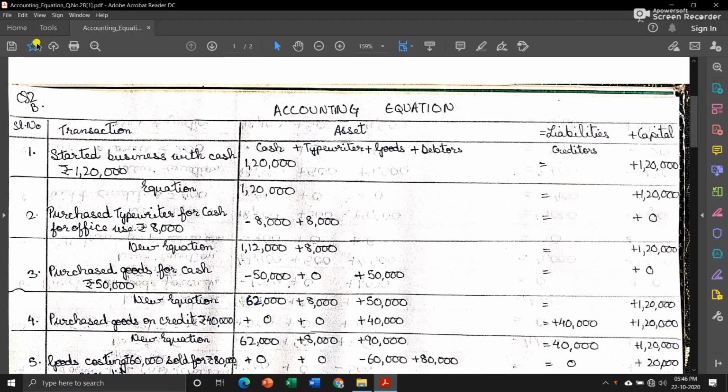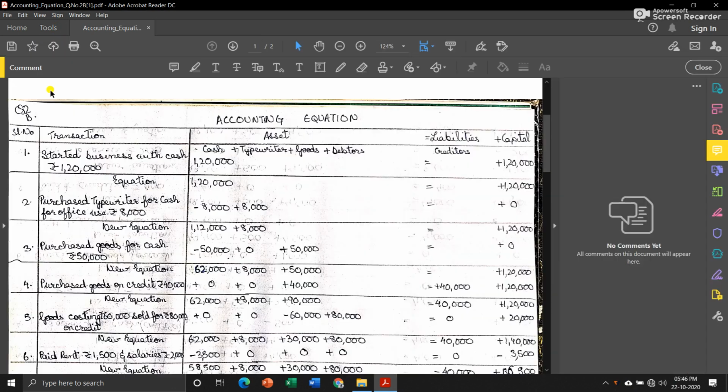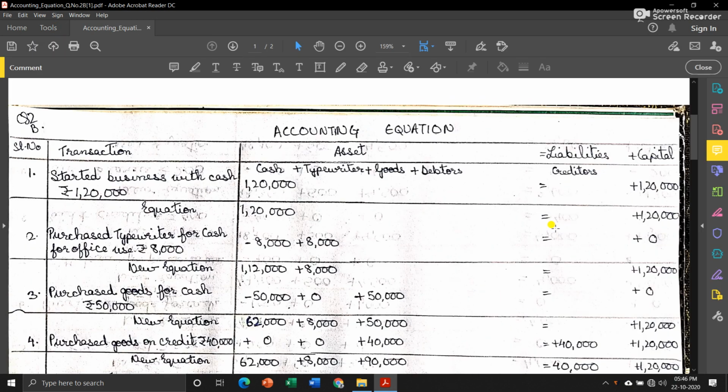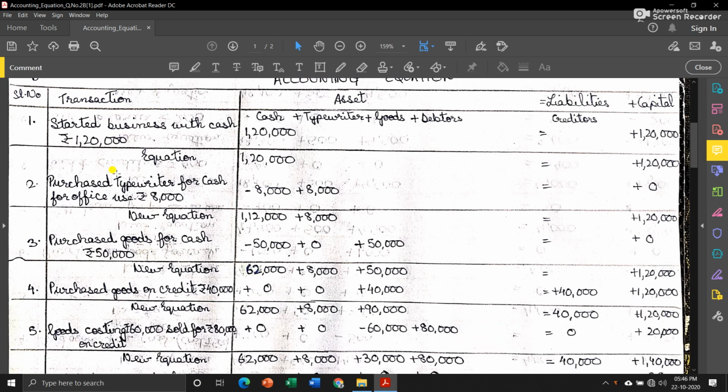Hello everyone, I hope you understood the previous question. That was our question number 2, Roman number A. Now today we will look at question number B. For your convenience, I have noted down all the transactions.